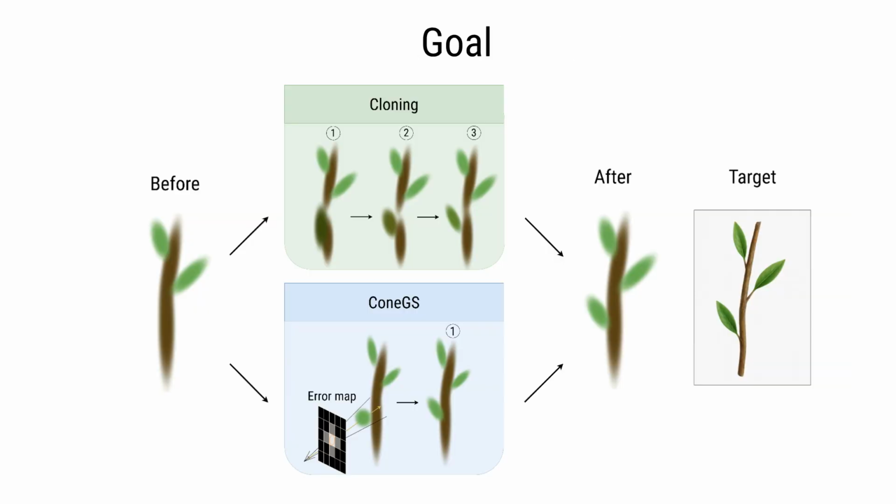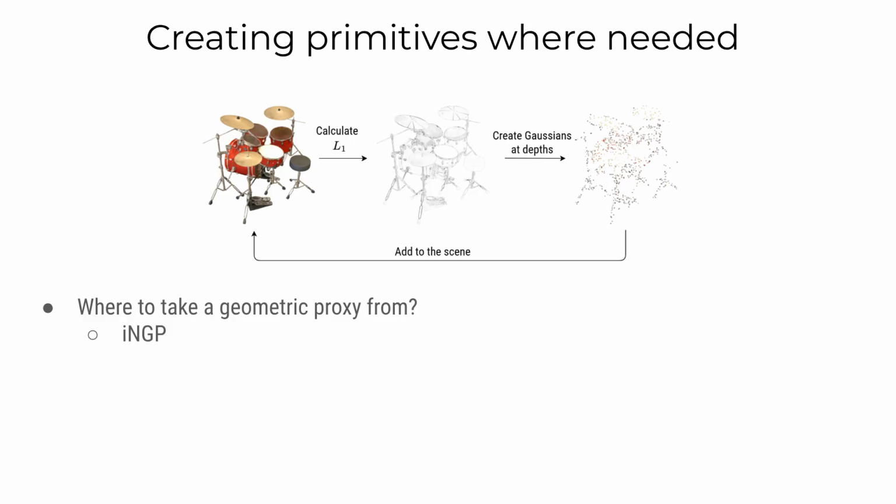Our goal is to directly introduce primitives in areas with high image space error, independently of the existing geometry, allowing them to be quickly adjusted to capture the missing details. To achieve this goal, we require a geometric proxy to determine the depth at which new Gaussians should be placed. To operate independently of the often unreliable existing geometry, we obtain this proxy from a quick iNGP reconstruction.